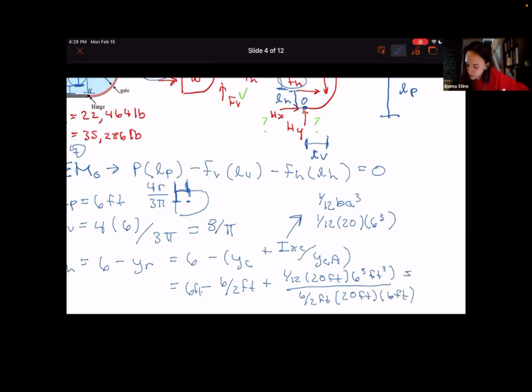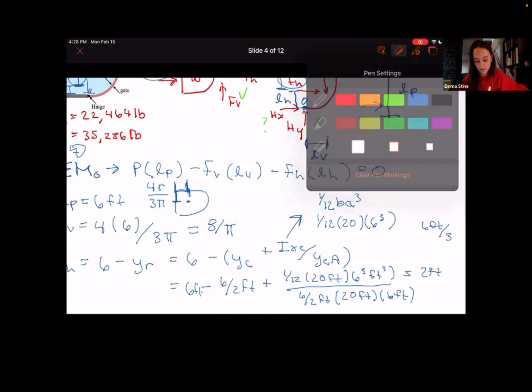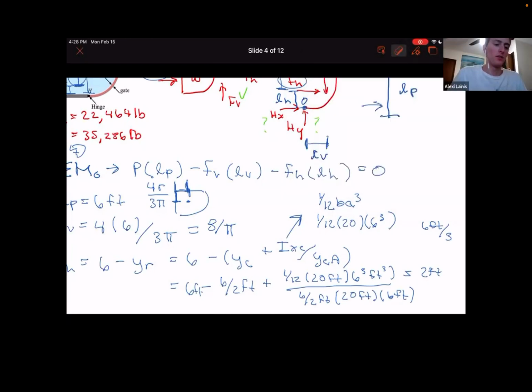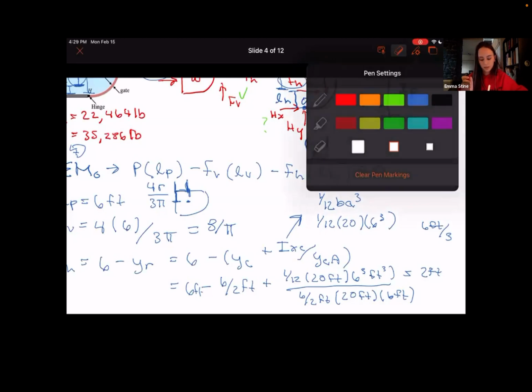I'm running out of time, but I think you literally get 2 feet. If you're super smart, you would also know that you could have just done 6 feet over 3, because that's a pattern we found earlier. But we don't want to do that. It'll always act 2/3 down if it's at the surface. If we drew our prism, our triangle out, it's going to act 2/3 of the way down.